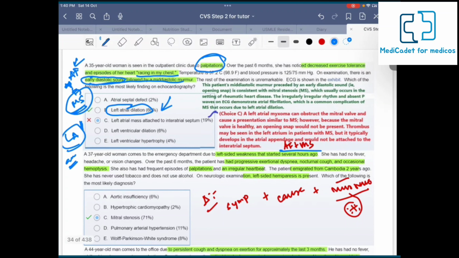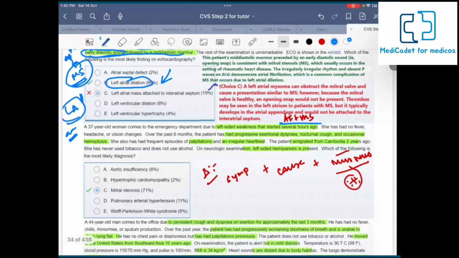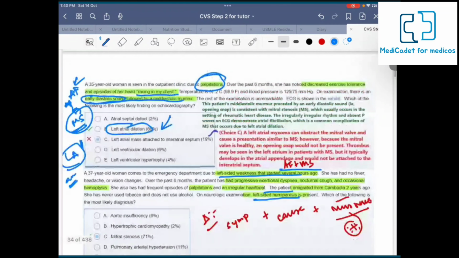Which of the following is the most likely diagnosis? The patient is having left-sided hemiparesis, left-sided weakness. We want to differentiate from what? Option C. Oh, okay, sorry. So a left atrial mass attached to the interatrial septum. If there is a mass attached here, what they're saying is, what is that plopping sound? What do you call it? Myxoma. Yeah, so they want to say myxoma here.